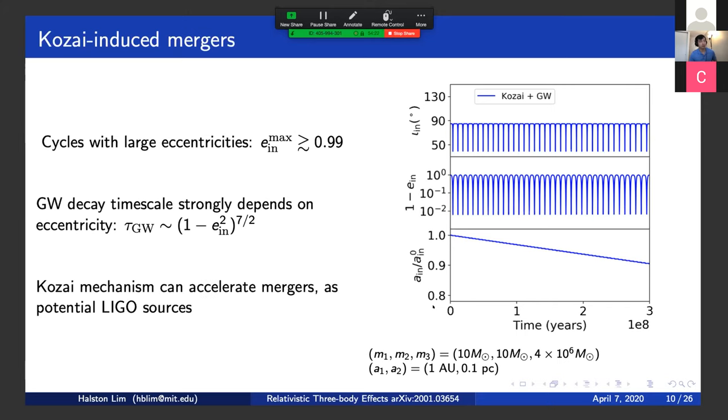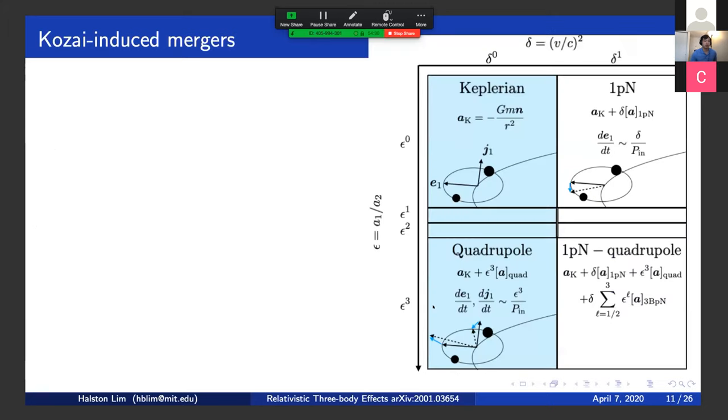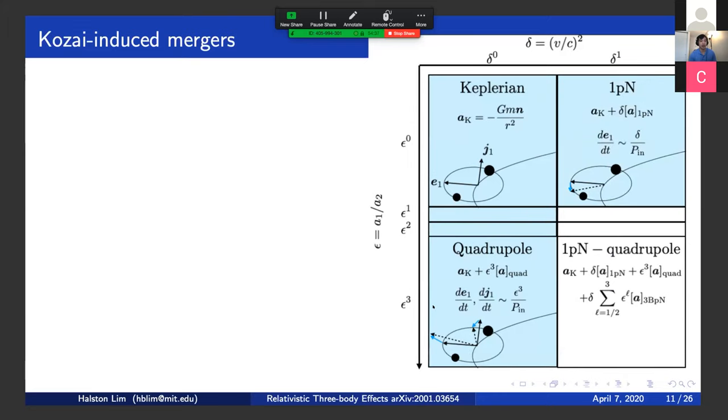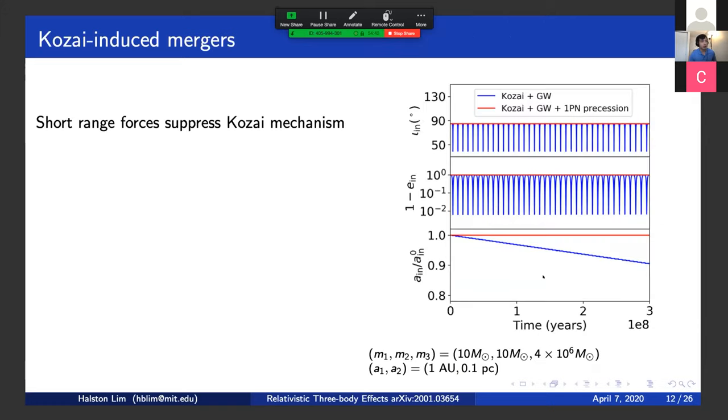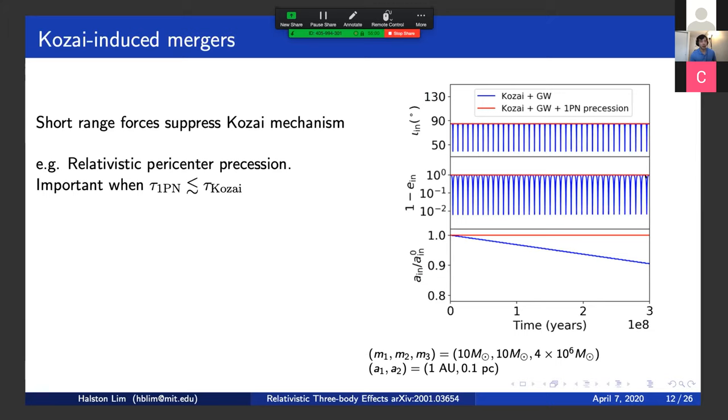And as a result, people have referred to the Kozai mechanism as a way in which to generate binary black hole mergers. But what happens if we include the 1PN pericenter precession of the inner binary in addition to the Kozai effect at quadrupole order? So if we include the 1PN precession, it can suppress the Kozai mechanism and average out the secular eccentricity growth. So now you no longer have the eccentricity spikes, and nothing happens. And this is an example of how two body 1PN terms are important.